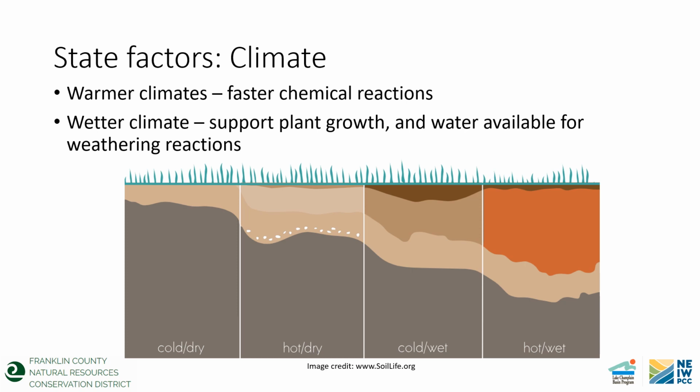The diagram on the slide shows how climate can influence soil development. Overall, we expect to see the most soil development in warm, wet conditions. Here in Vermont, we tend more towards the cold and wet conditions, which is really conducive to organic matter accumulation and can help explain the relatively high amount of organic matter found in many Vermont soils.